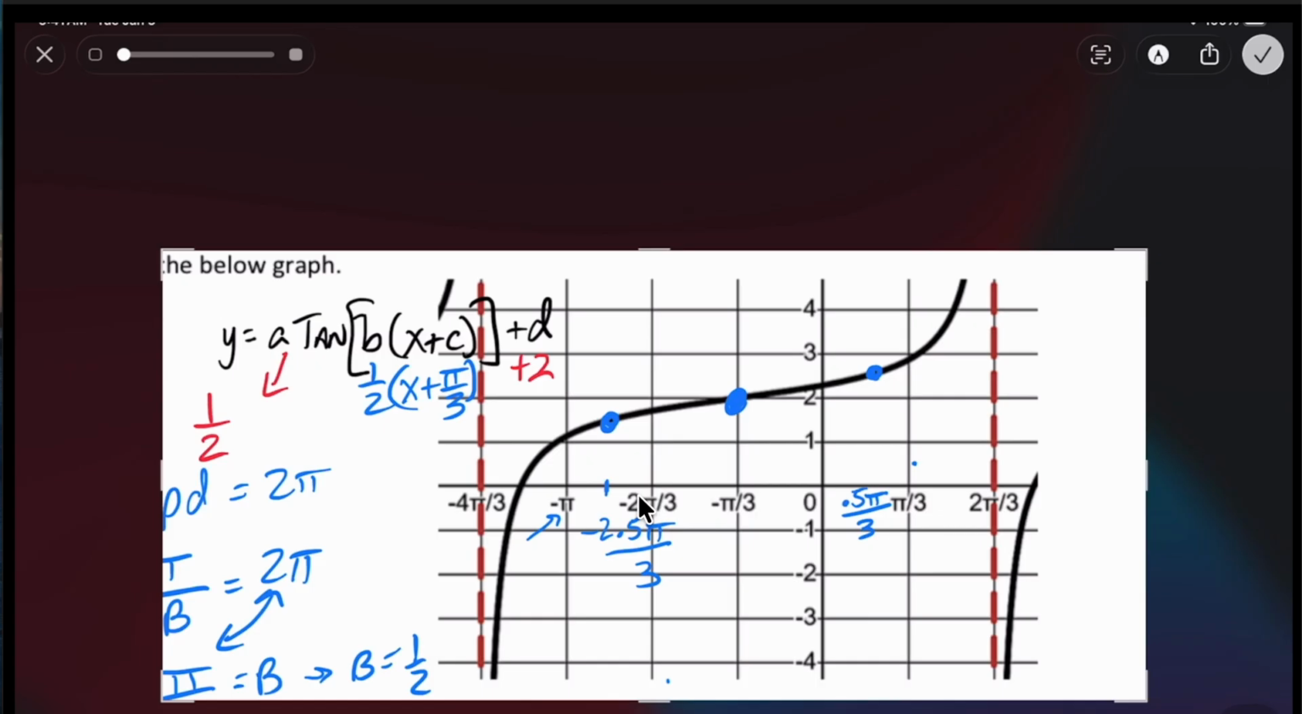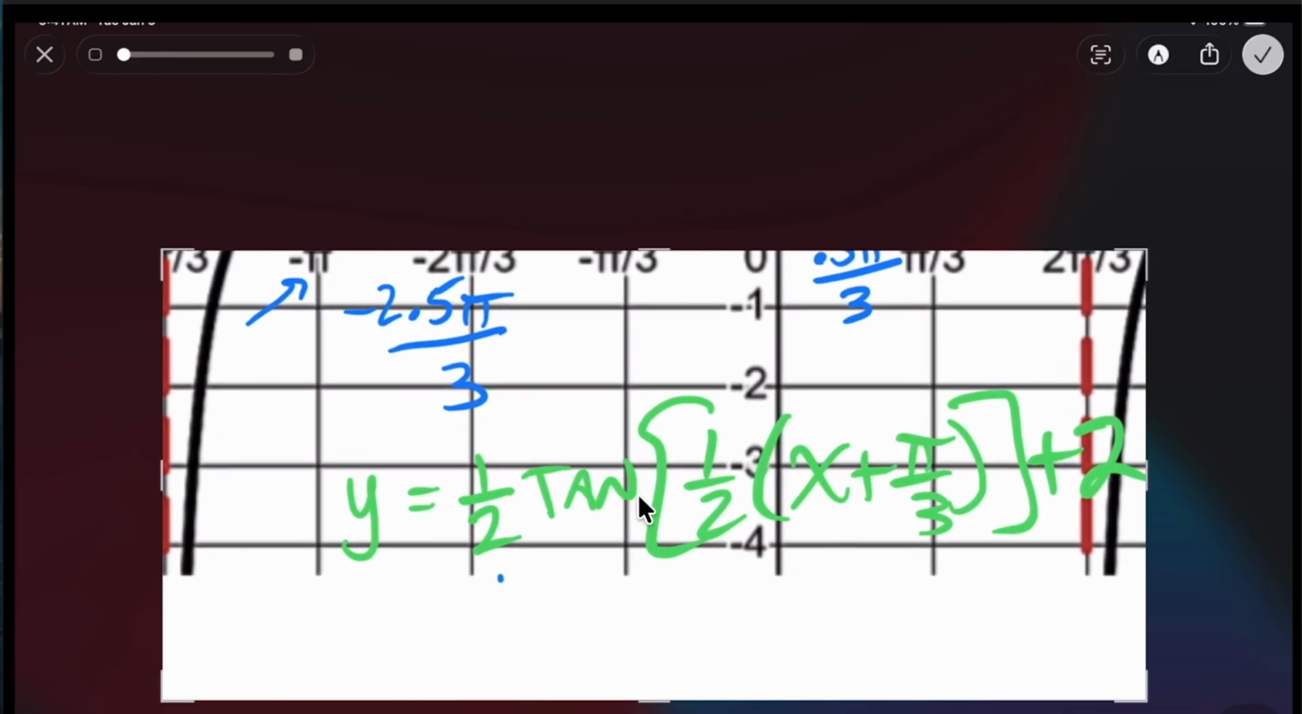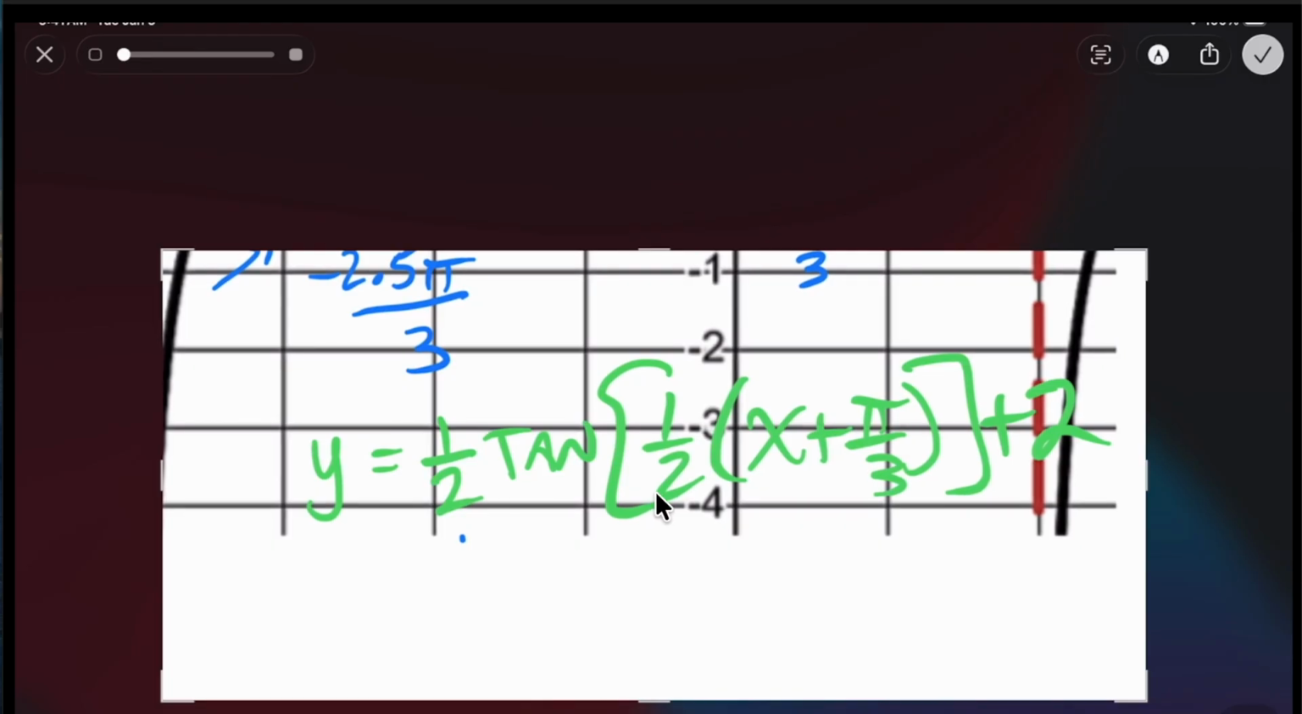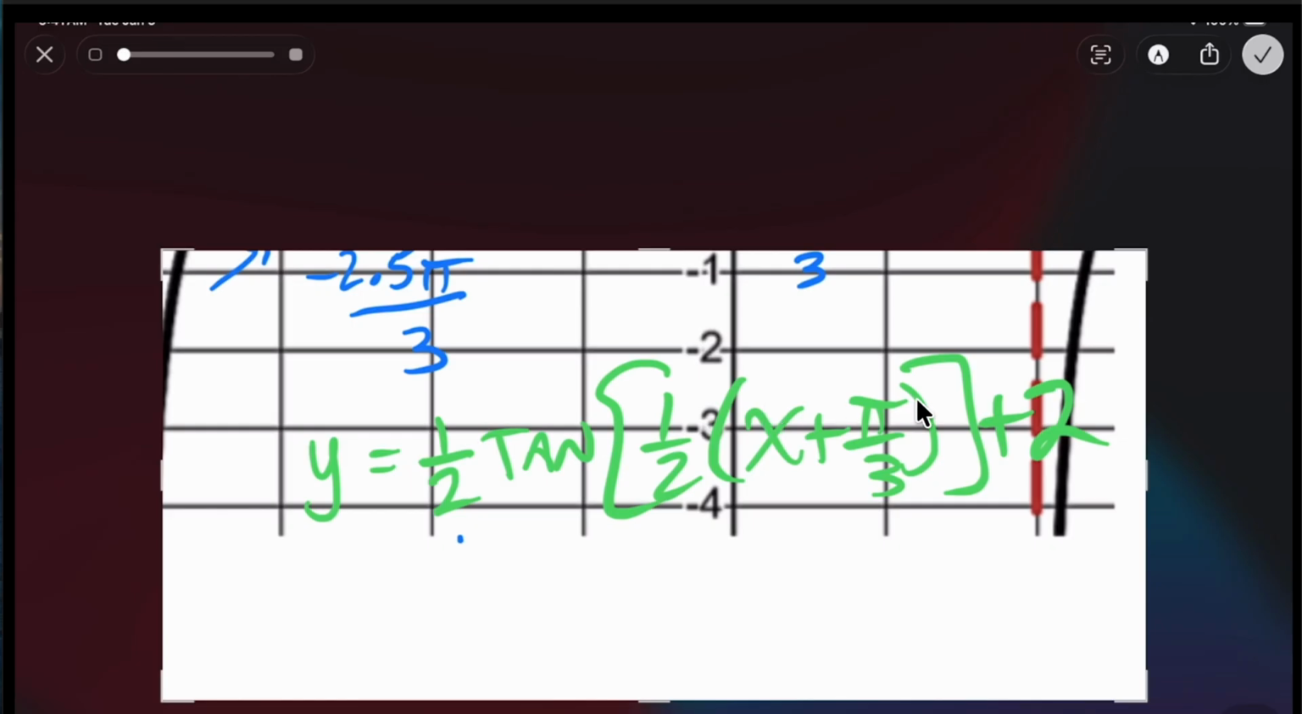Okay, our final equation written in green up here, and let's do it down here at the bottom. Y equals 1/2 tangent of 1/2 as the GCF, x plus pi over 3, plus vertical shift of 2. And again, if your teacher mandates that you present this in the distributed form, now you distribute the 1/2.